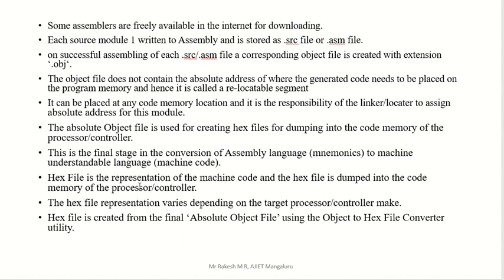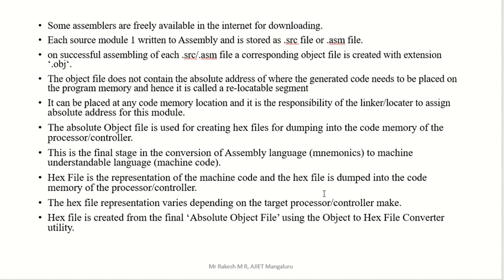Hex file is the representation of the machine code, and the hex file is dumped into the code memory of the processor or controller. So the hex file is your machine code now. Final machine code, you can call it a hex file. Hex file is actually a file name with .hex. Hex is an extension, not a file name, just like you have .asm, .src, .obj, we have .hex. Why hex? Because inside it everything is hexadecimal numbers.